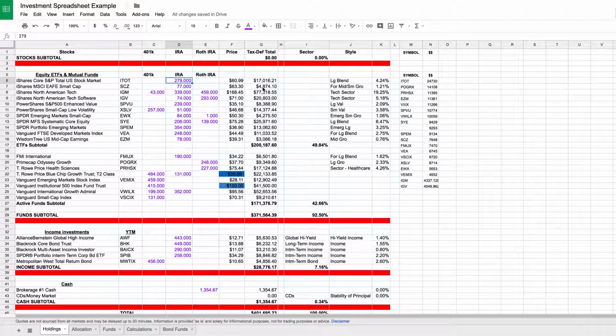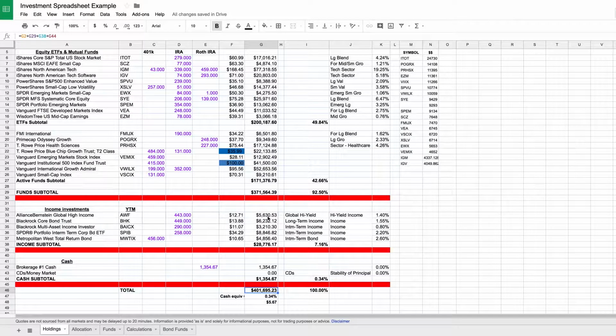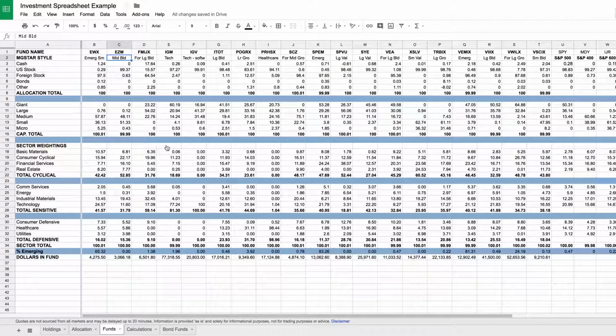Everything else we sort of leave alone, but the goal is to make sure that we target a particular distribution of our dollars across all of the different sectors and across large, mid, small, and of course domestic and foreign. So we have a total, if we scroll down, of $401,695 amongst all of our investments. And we want to make sure that we're maintaining a target distribution, like I said. So along the bottom row here, we have 5 sheets. Funds is the first one we're going to click into.